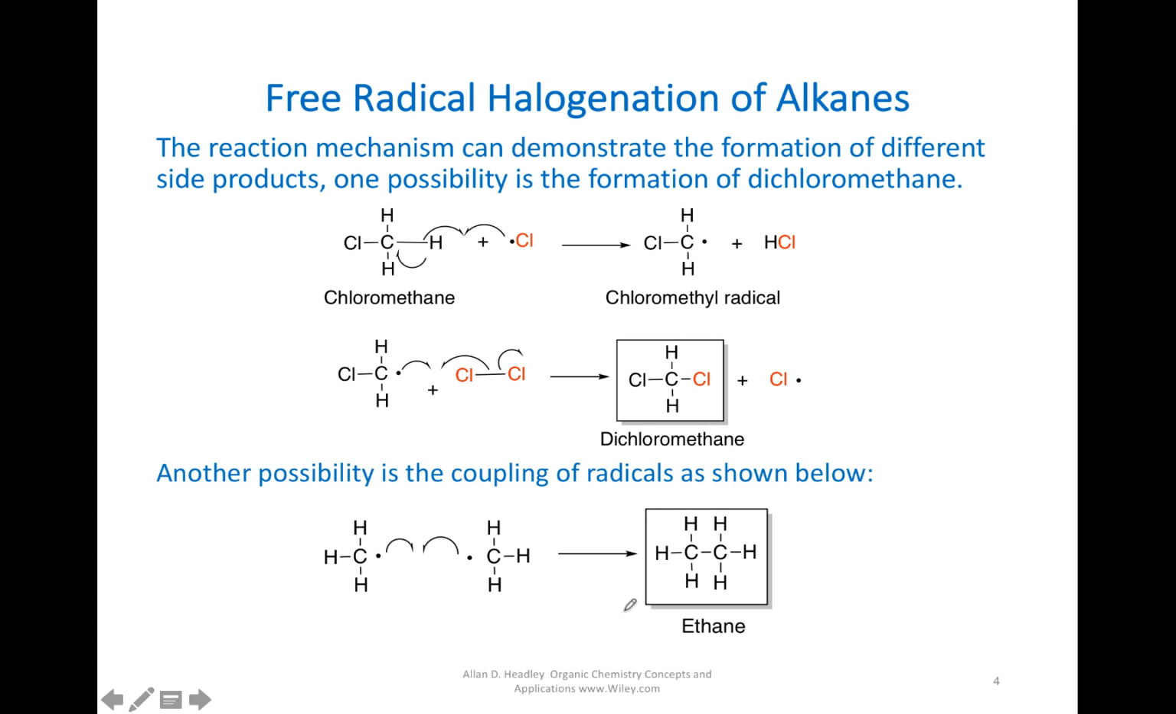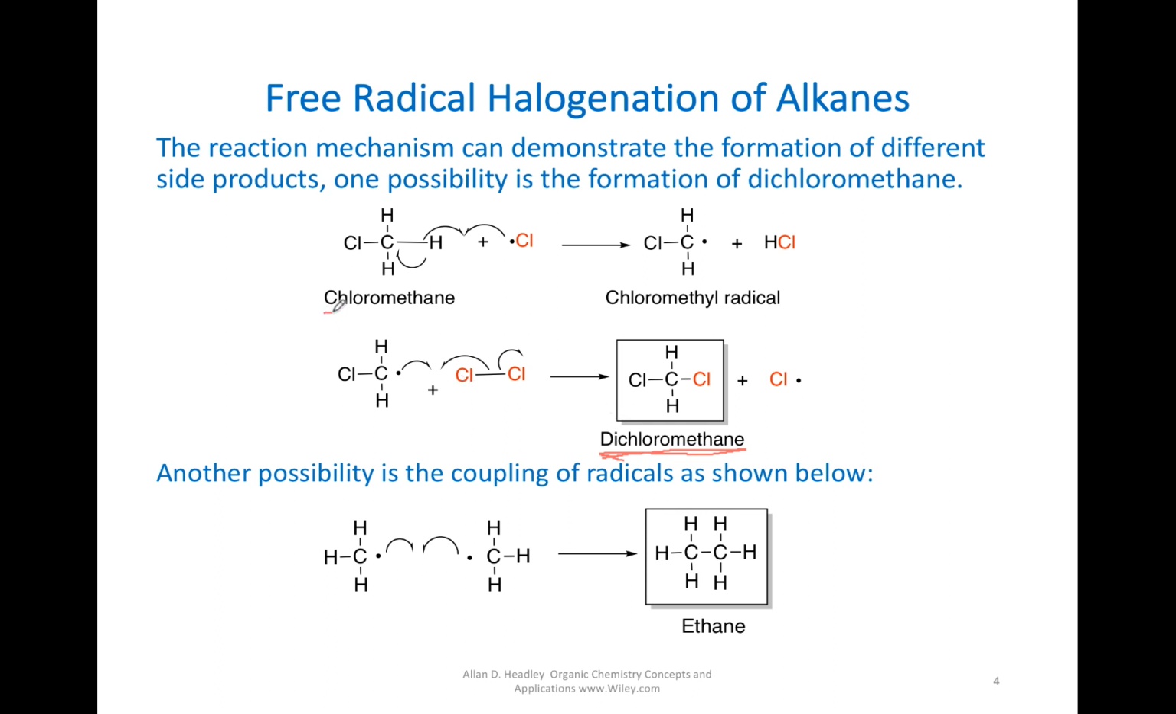Let us look at the formation of unexpected products. From the previous slide, you would expect to get chloromethane as your product. But it is possible to form dichloromethane as one of the products. Let's see how that is formed.